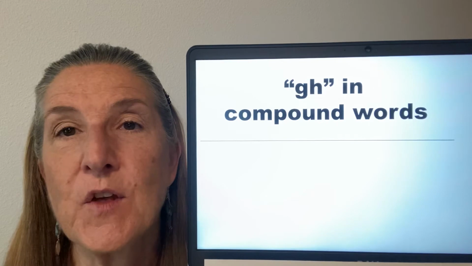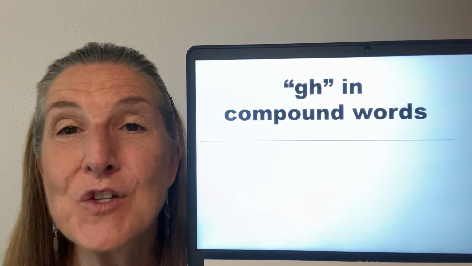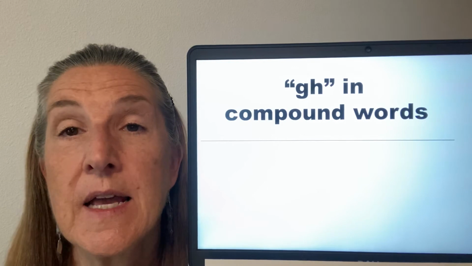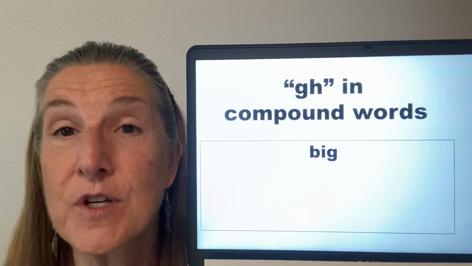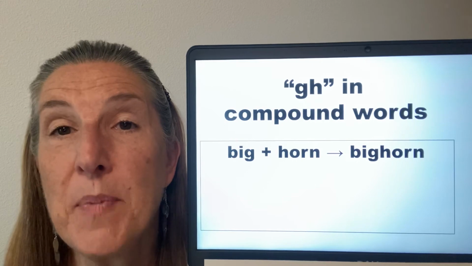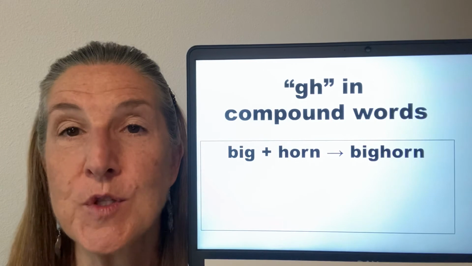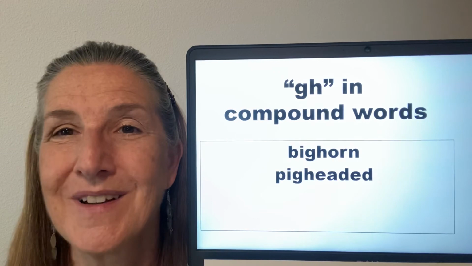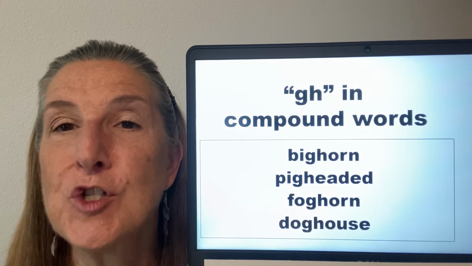Another instance where we get those GH letter combinations is in compound words. And these are words where we take two separate words and put them together to make a new word. And if the first word ends in a G, like big, and the second word starts in an H, like horn, we end up with the word bighorn, like in bighorn sheep. And in these compound words, both the G and the H are pronounced. Bighorn, pig-headed, foghorn, doghouse.